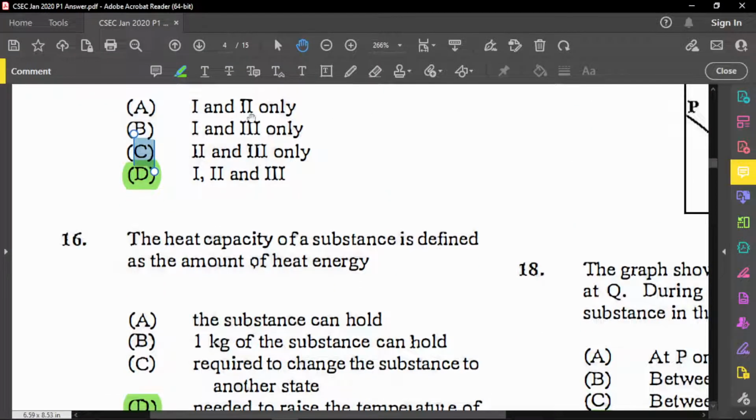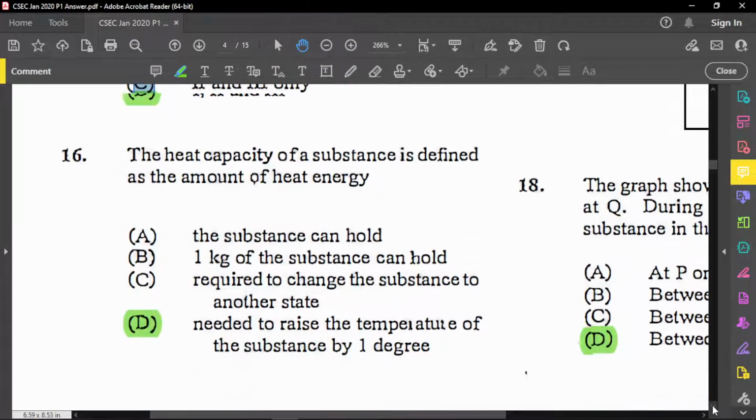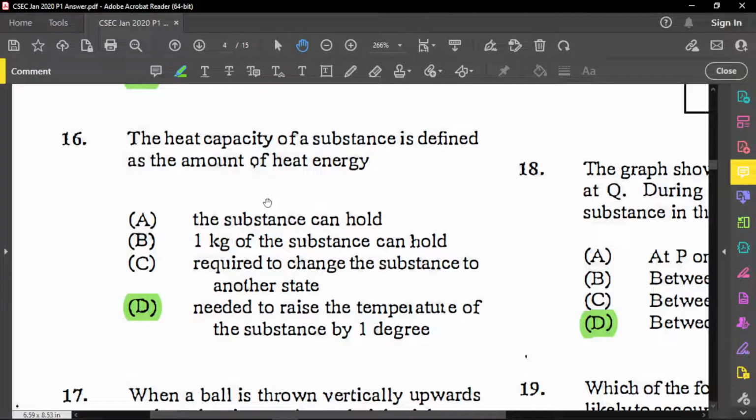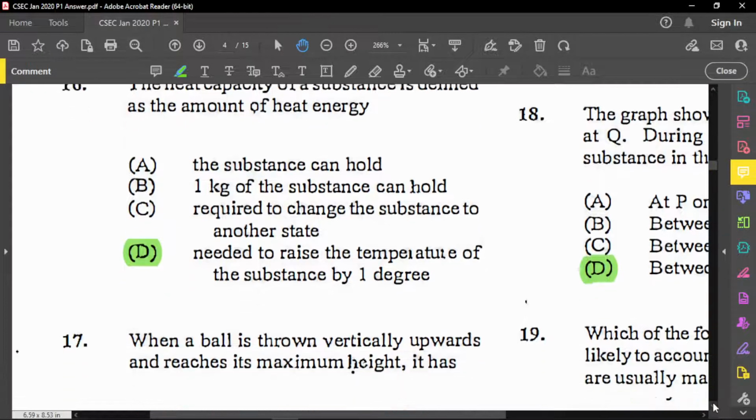It said that the heat capacity of a substance is defined as the amount of heat. Let's look at it: this is heat capacity, not specific heat, but heat capacity. Heat capacity is the heat energy needed to raise the temperature of a substance by 1 degree. That's what the heat capacity is. All right, let's go to question number 17.